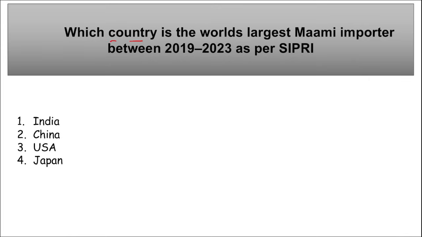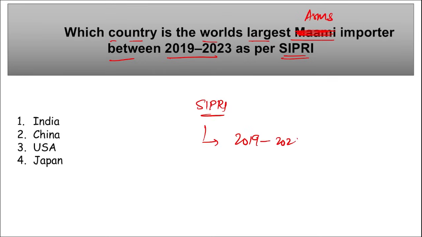Next is, which country is the world's largest arms importer between 2019 to 23 as per the SIPRI report. So SIPRI recently released a report, and it is for 2019 to 2023, and this data states about the world's largest arms importers. Which is that country? It is our India, right? India is the world's largest arms importer between 2019 to 2023 as per the data released by SIPRI.